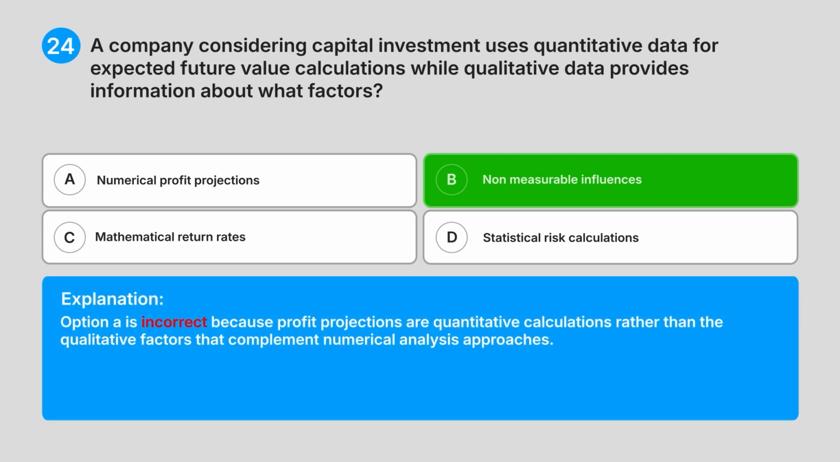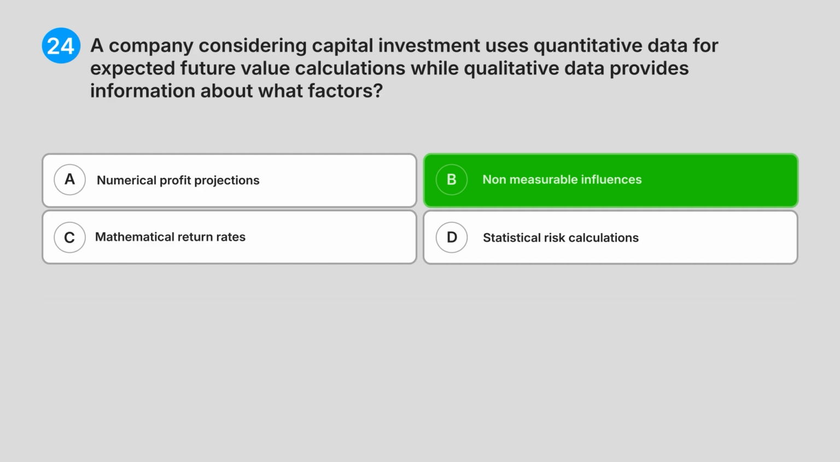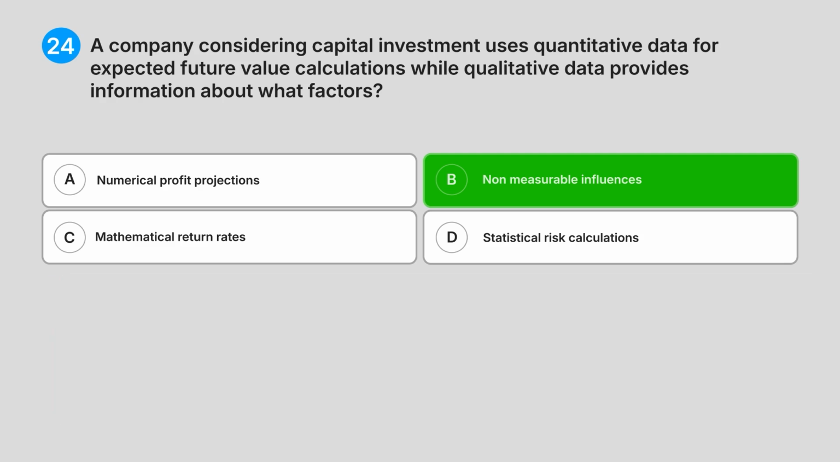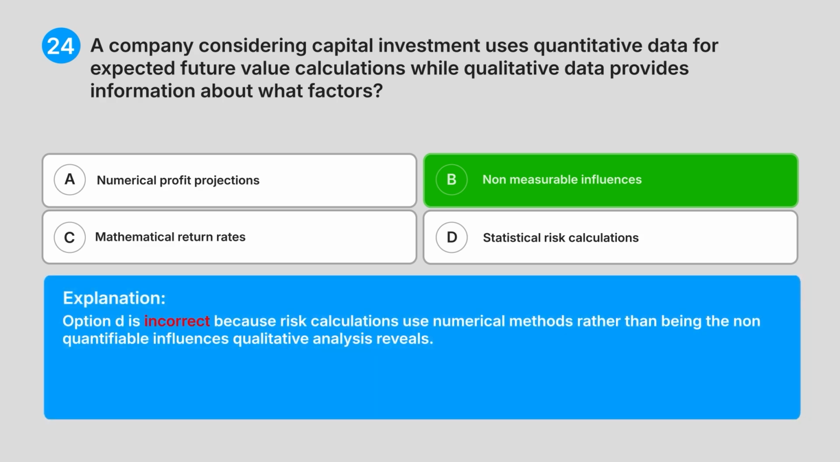Option A is incorrect because profit projections are quantitative calculations rather than the qualitative factors that complement numerical analysis approaches. Option C is incorrect because return rates are calculated mathematically rather than being the subjective factors qualitative analysis provides additionally. Option D is incorrect because risk calculations use numerical methods rather than being the non-quantifiable influences qualitative analysis reveals.